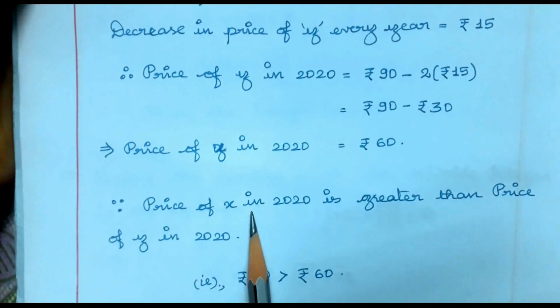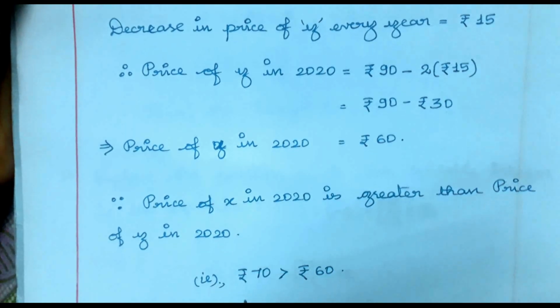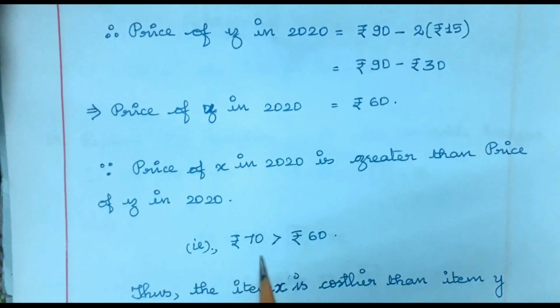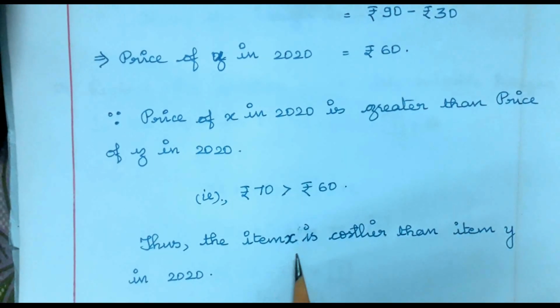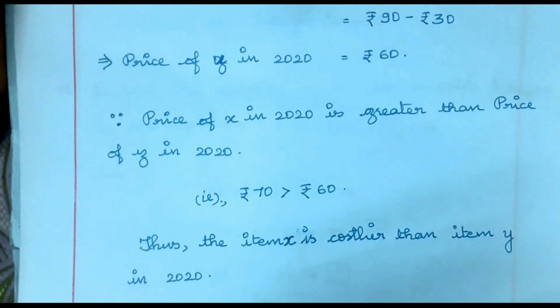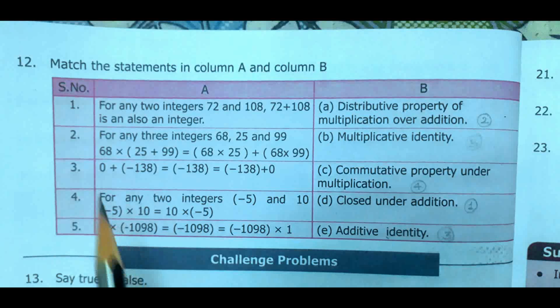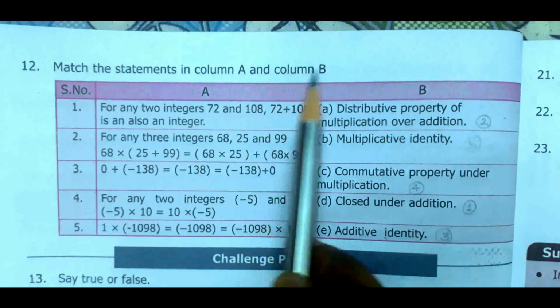Since the price of X in 2020 is greater than the price of Y in 2020, that is, rupees 70 is greater than rupees 60, this implies that the item X is costlier than item Y in 2020. Clear? Now the 12th question: match the statements in column A and column B.